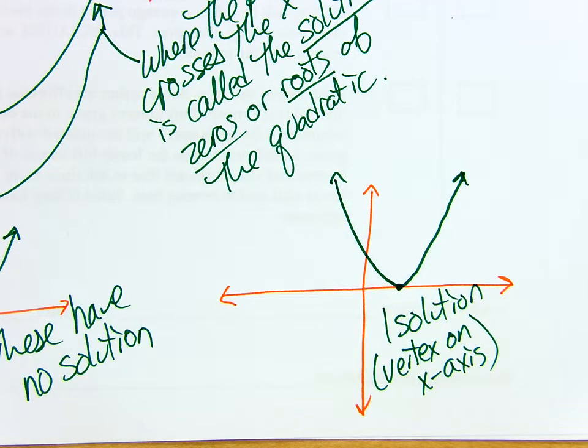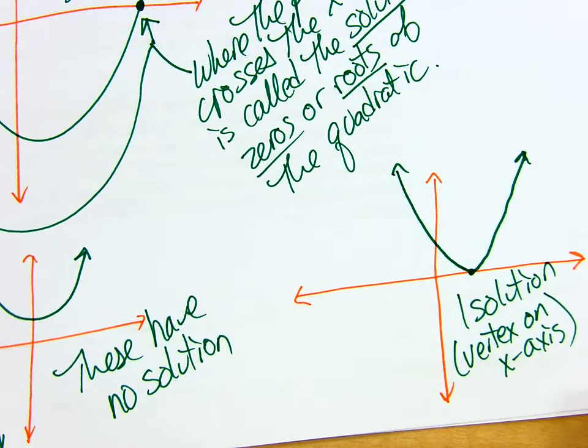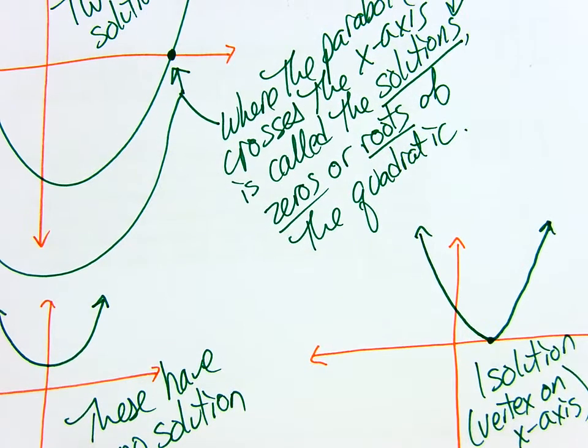Okay, so there's the three different possibilities. I can never have more than two solutions. I could have one if the vertex happens to be exactly on the x-axis, or I could have none at all. So those are the three things that are possible to happen.